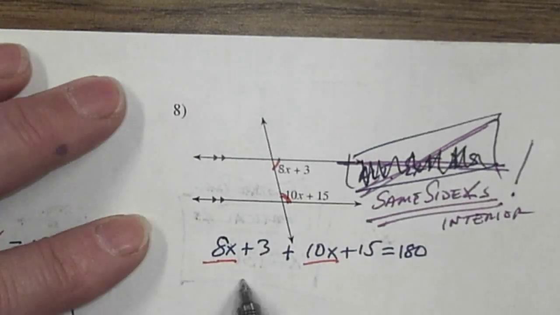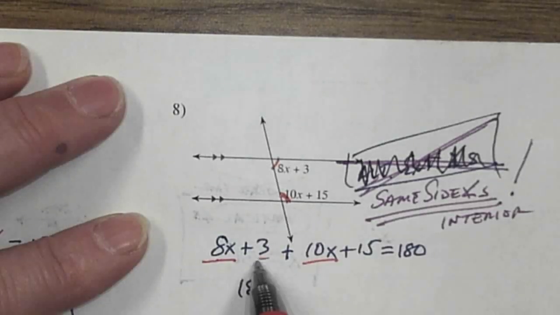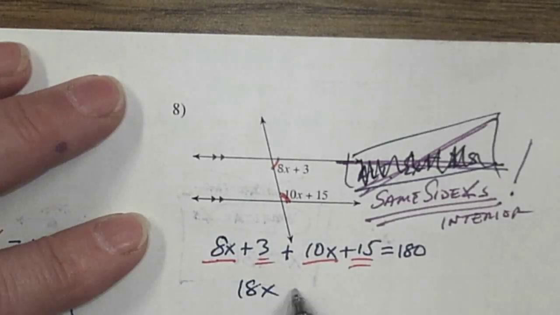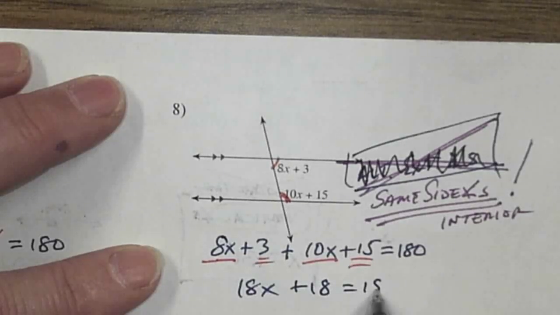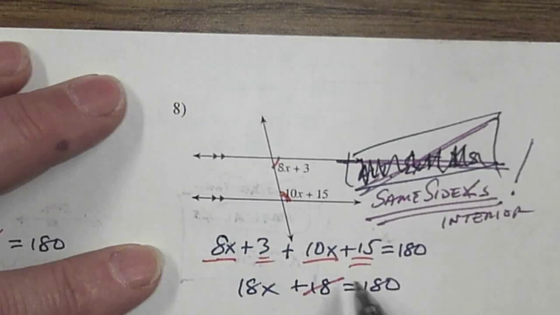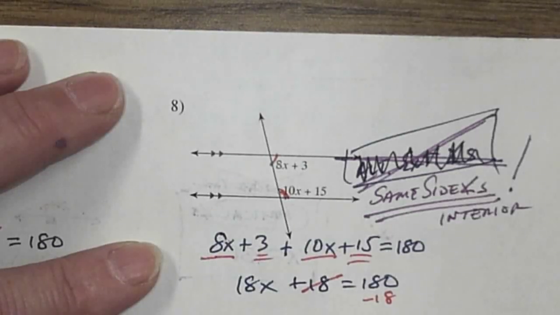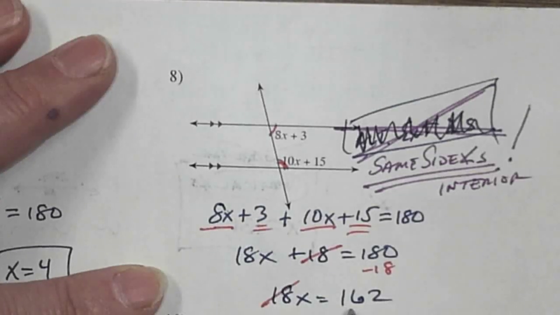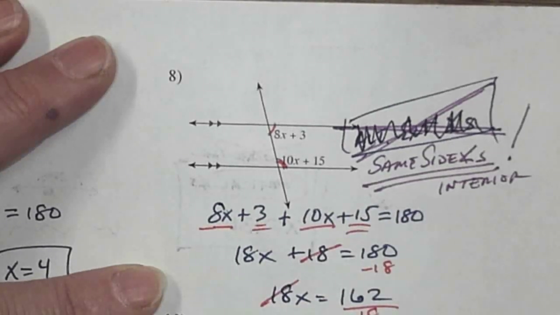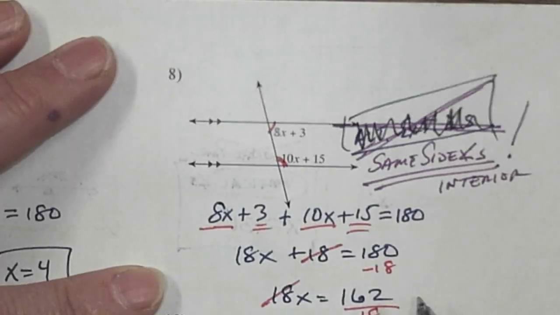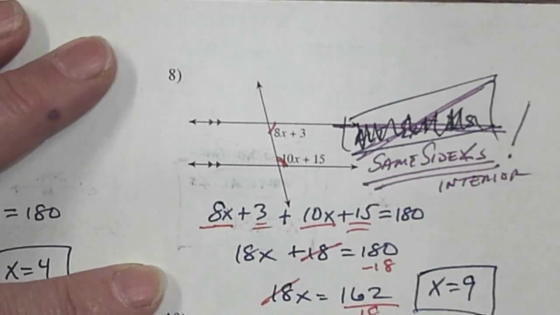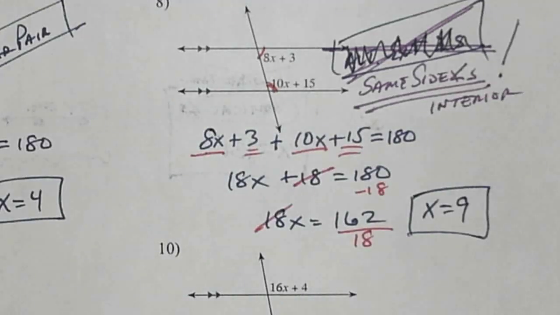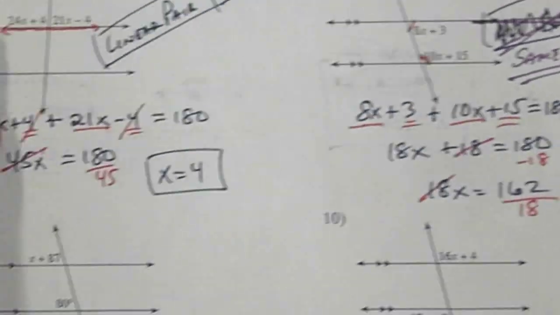8 plus 10 is 18. 3 plus 15 is 18. 180, we are going to subtract. 18x will be 162. We will divide. 162 divided by, maybe 2, maybe 3, 9. Yikes. X is 9. Let's move on from that debacle.